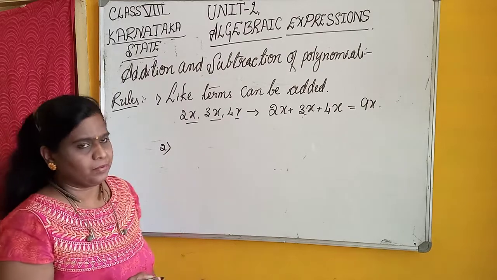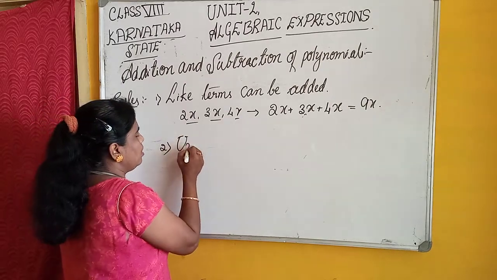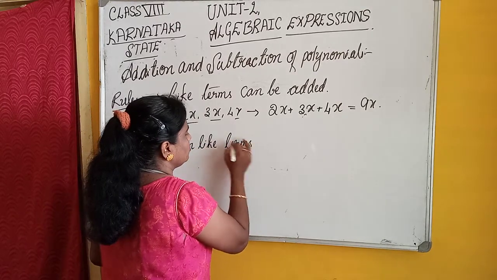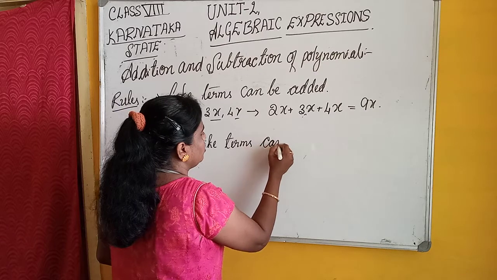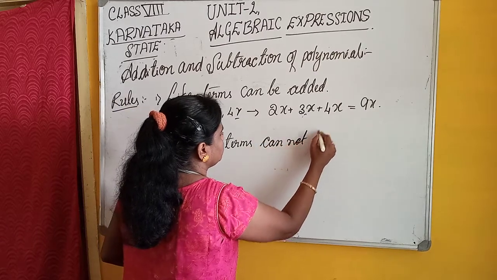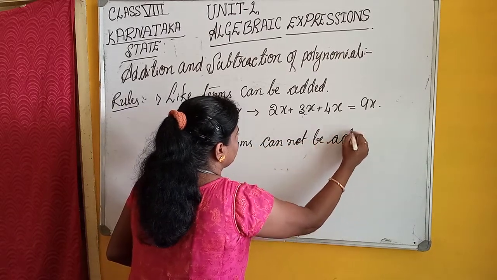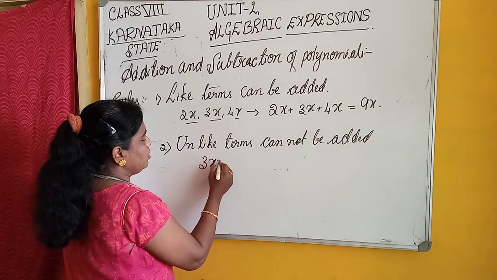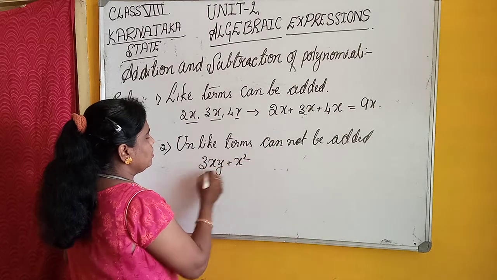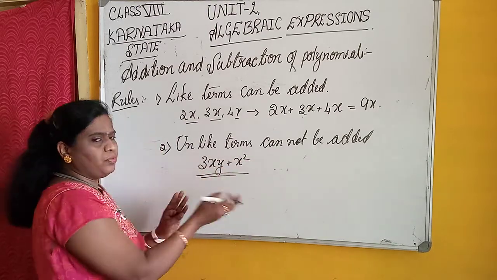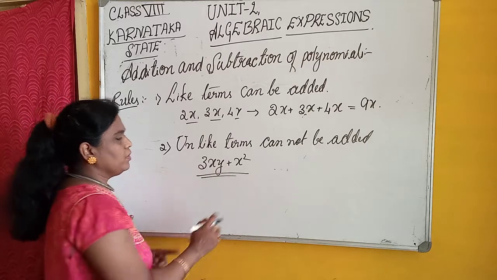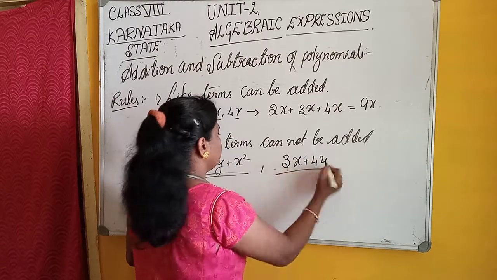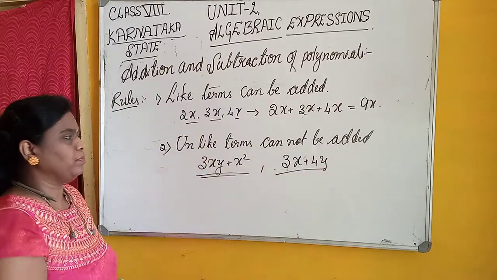Unlike terms cannot be added. Okay, it is not possible to add 3xy plus x square. You can write it like this. It is not possible to add this to this, or otherwise 3x plus 4y. It cannot be added. We can write it only with a plus sign.